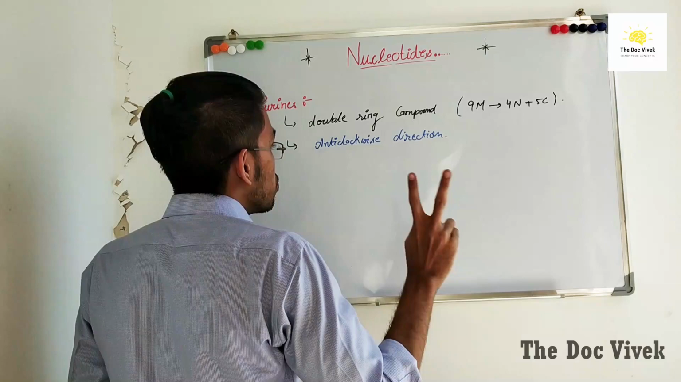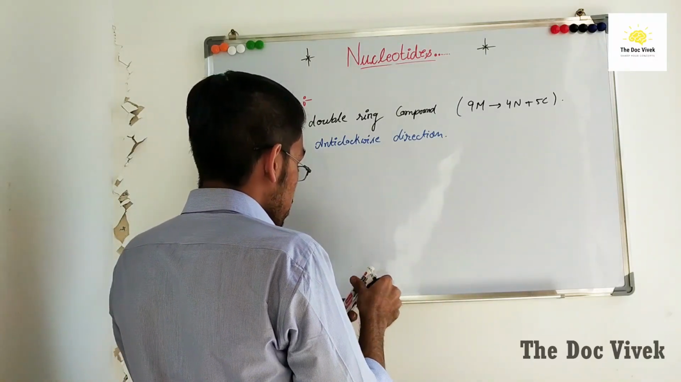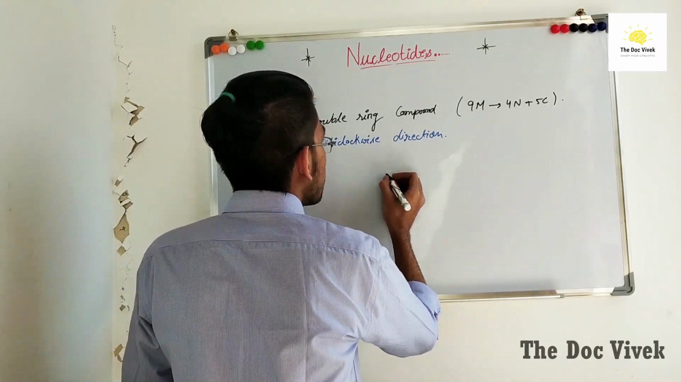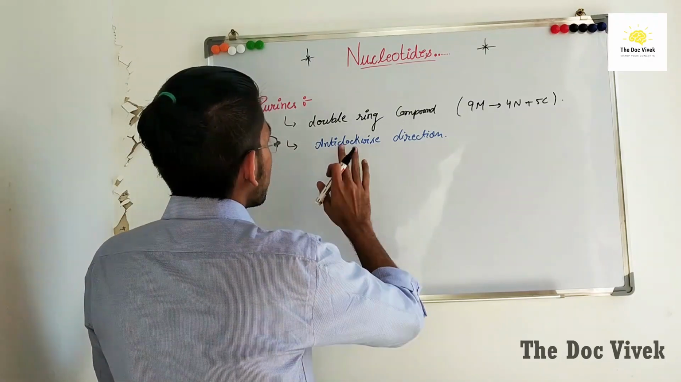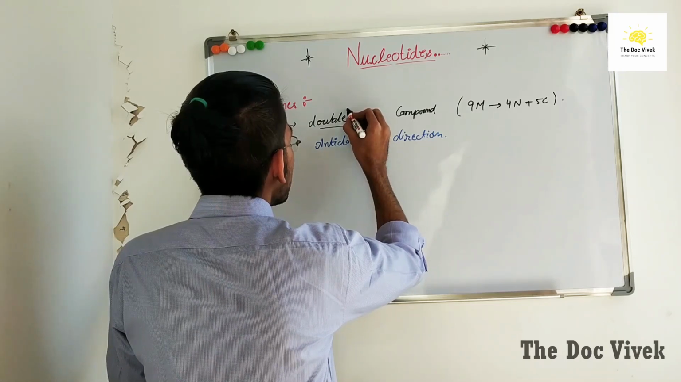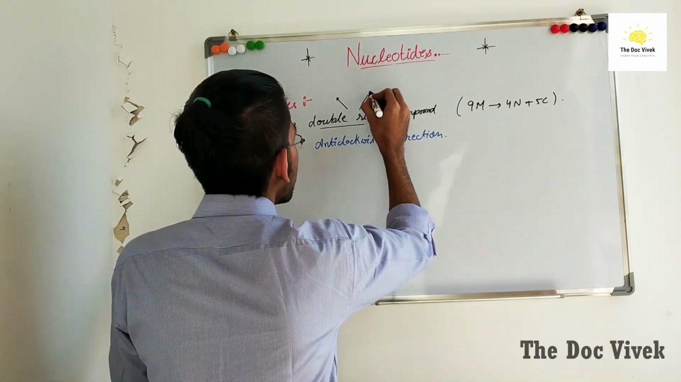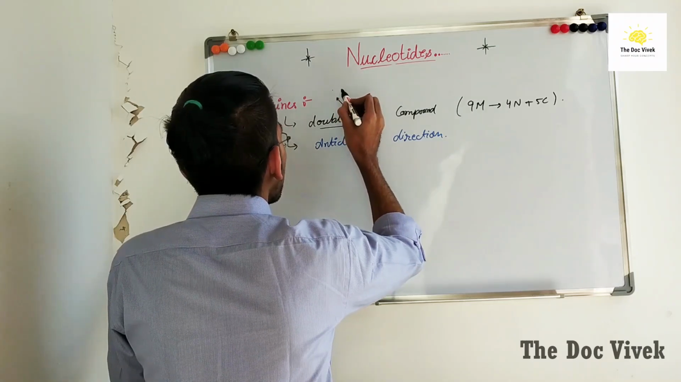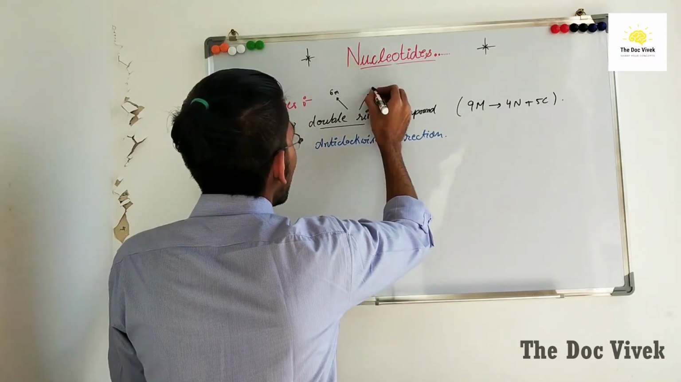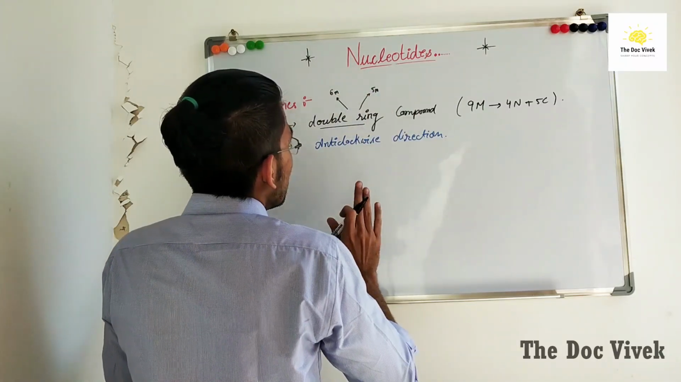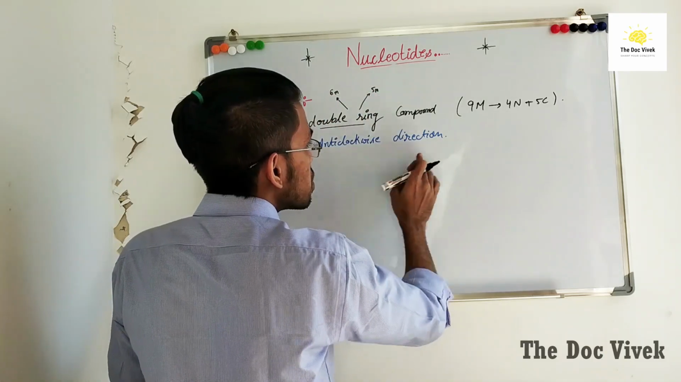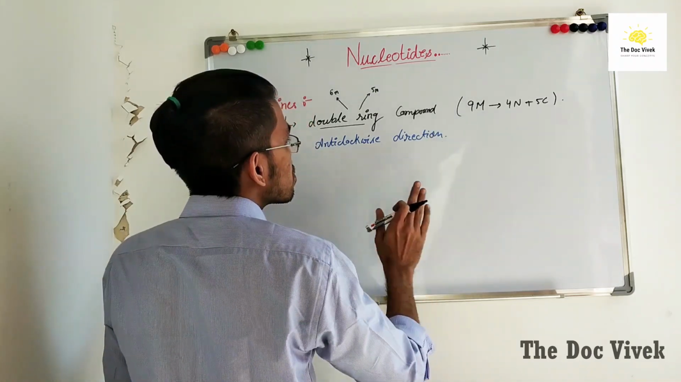So there are two purines, as we know, adenine and guanine. Firstly, we will look at the general structure of purines. As purines are double ring compounds, they consist of two rings. One will be a 6-membered ring, and one will be a 5-membered ring. Don't be confused: 6 plus 5 is equal to 11, but here is a 9-membered ring. Let's see first.